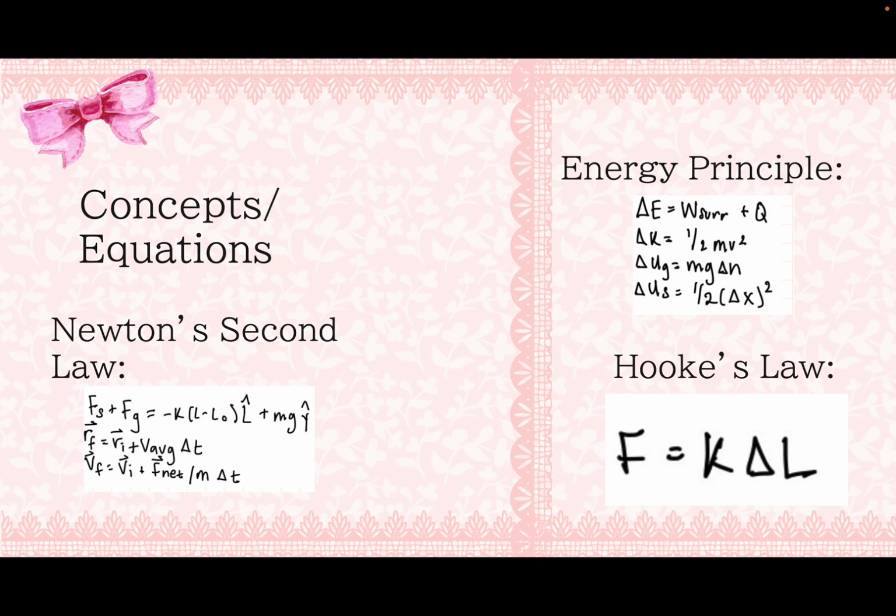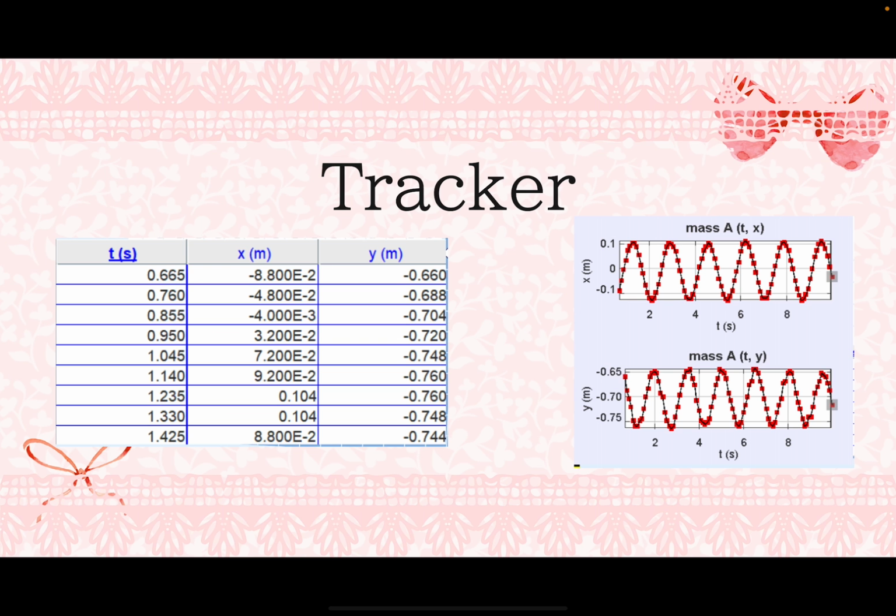And for the energy principle, this means that the change in energy is equal to work plus thermal energy. Some other important equations that we used were the kinetic energy formula, the change in gravitational potential energy, and the change in spring potential energy. And then finally we used Hooke's law, which helped us find the spring stiffness.